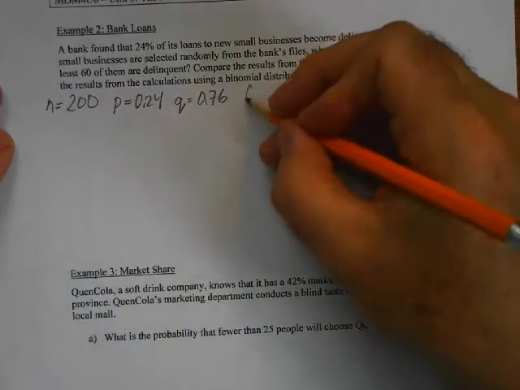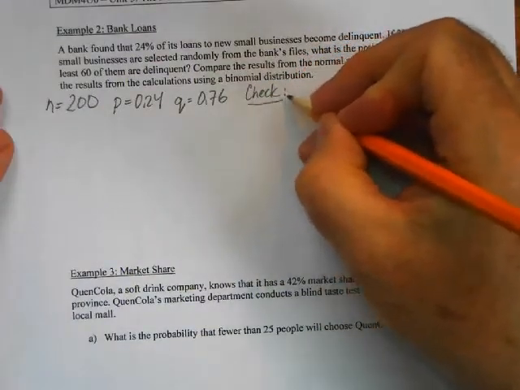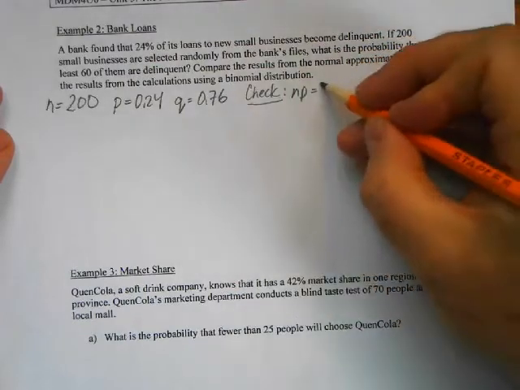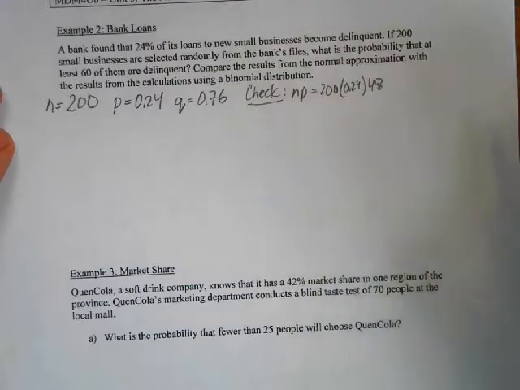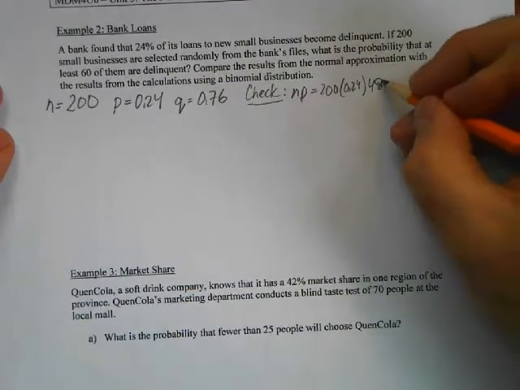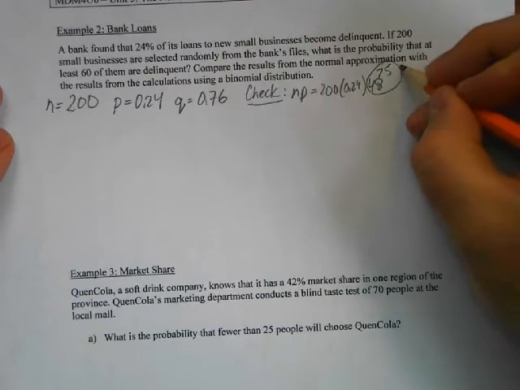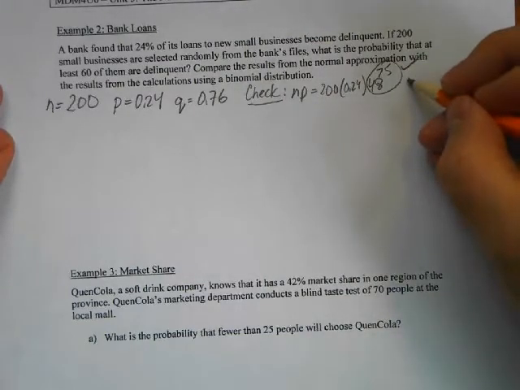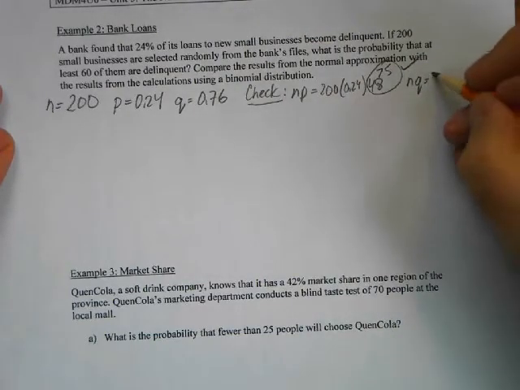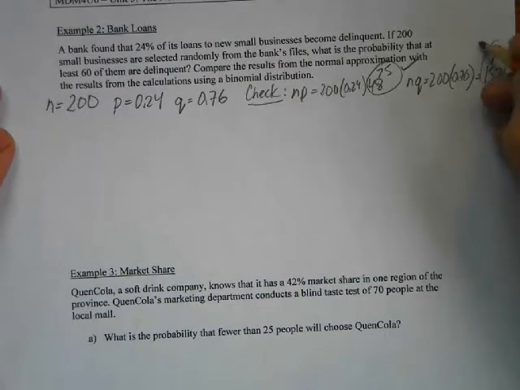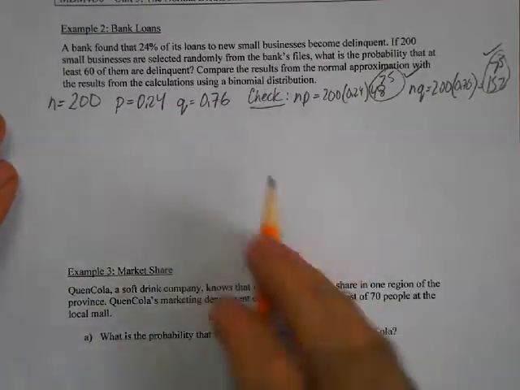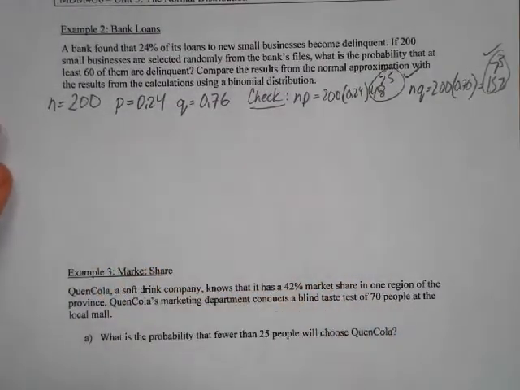And then we'll do our checks. So NP would be 200 times 0.24, which is 48. Okay, well that's greater than 5, so that's good. NQ will be 200 times 0.76, that's obviously going to be higher. So that's 152, which is also greater than 5. So that's good. That means that we can go ahead and use the normal distribution approximation here.